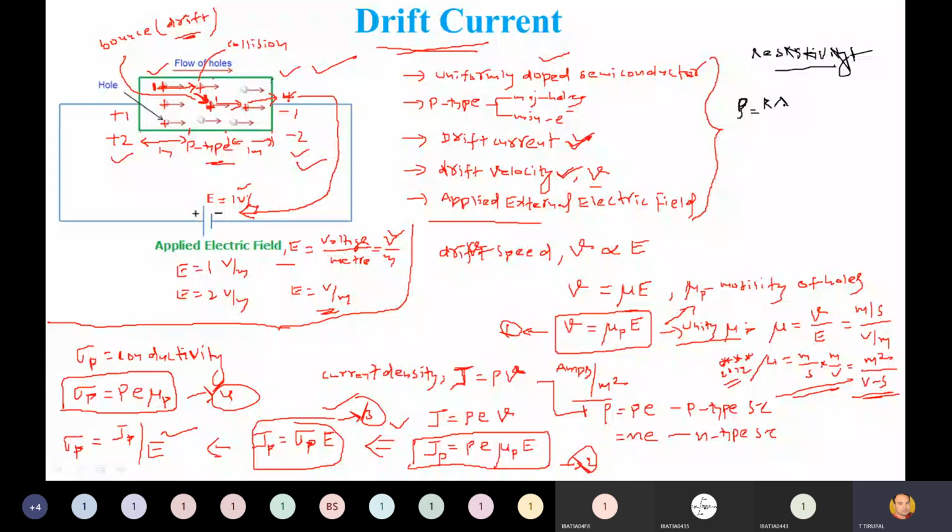So for a square semiconductor, if the length is L and A is area, then resistivity is equal to RA by L. Now here, what is R? Units are ohms. What is area? Units are meter square. Divided by length in meters, meter square gets cancelled. So what are the units for resistivity? Ohm meter.